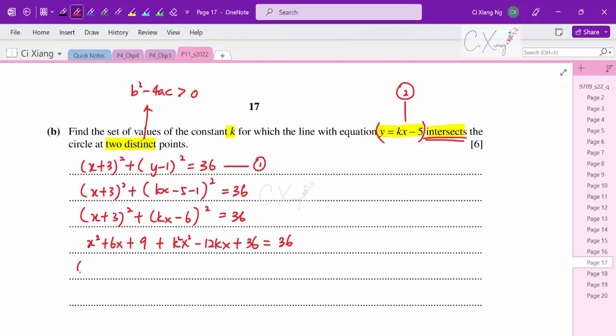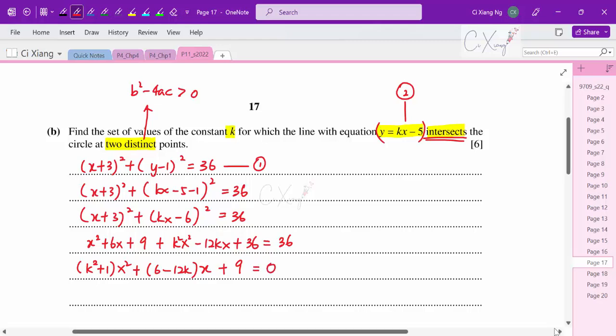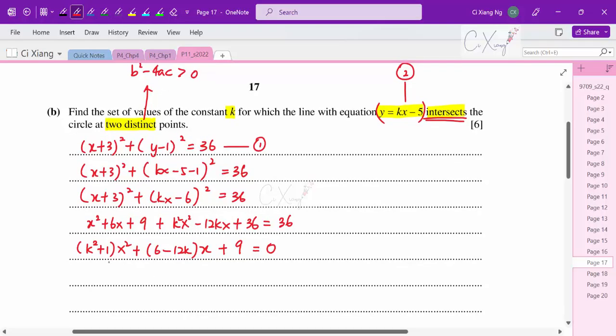Next step, I try to group all the x squared terms together. I factorize and group this x squared and the k squared x squared together, and I can write it as (k squared plus 1) x squared. Then the next one, I'll group all the x terms together, where I should have (6 minus 12k) x. Simplify all the constants, I will have a 9 eventually.